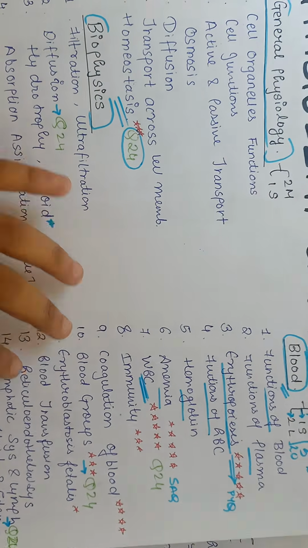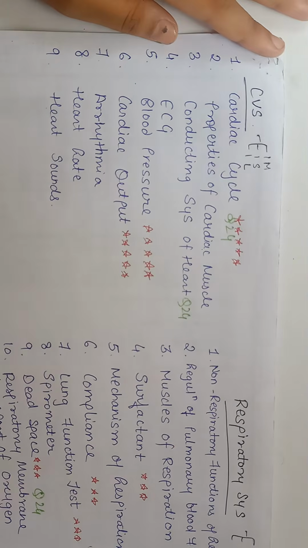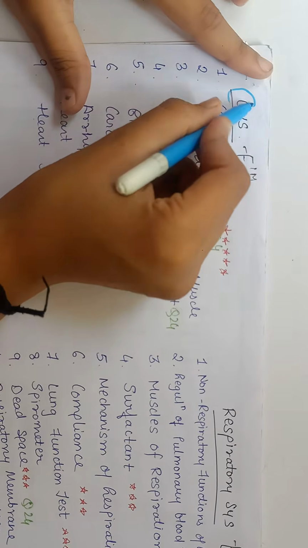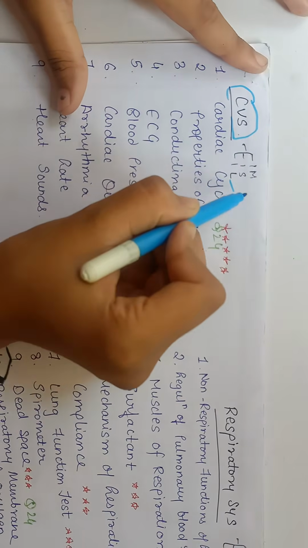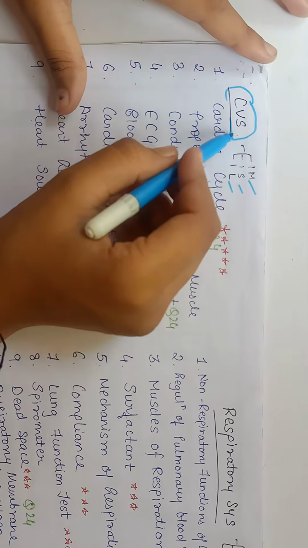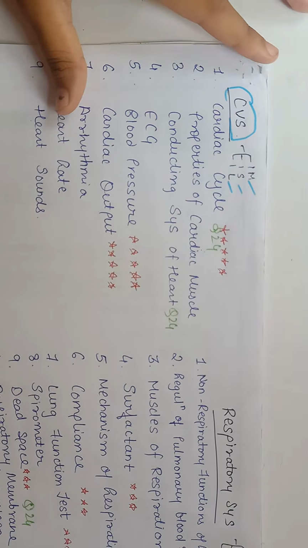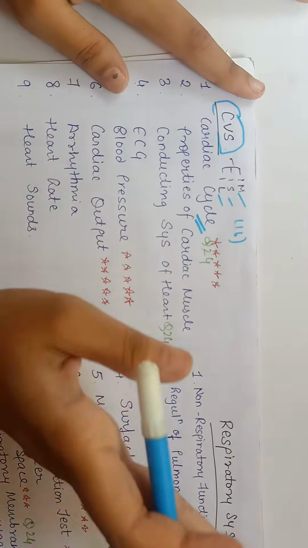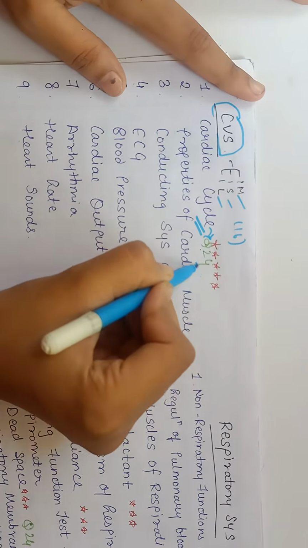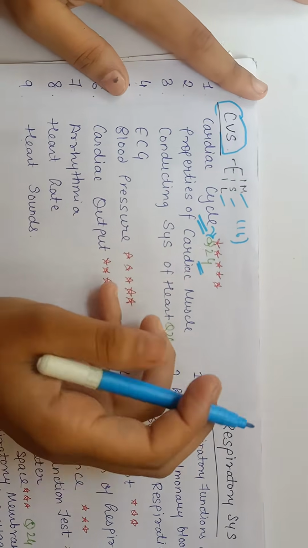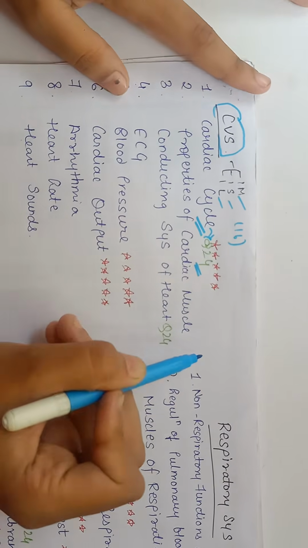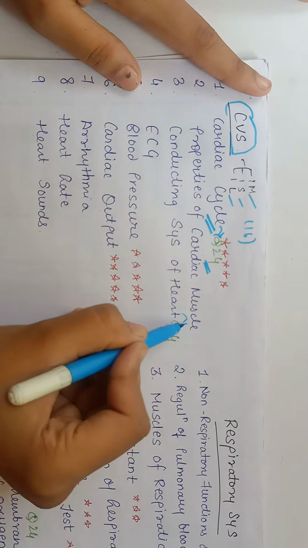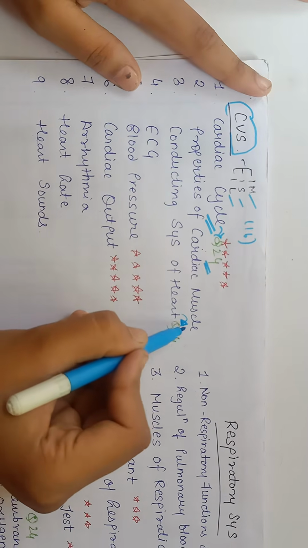Okay. Now we have CVS, cardiovascular system, in paper 1. Then 1 LAQ, 1 SAQ and 1 MCQ will be present from the cardiovascular system. So 16 marks. Then cardiac cycle is very much important. It has been asked in the 2024 paper. Star mark question. Properties of cardiac muscle is important. Conductive system of heart is important. It has come in 2024.